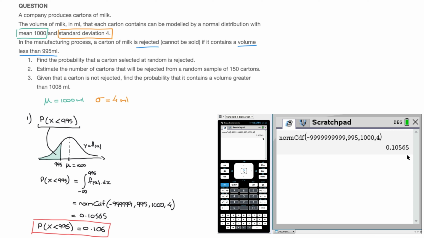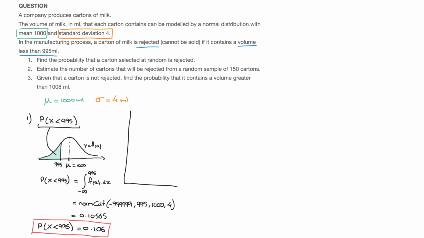Okay, I now move on to question 2, and I'll just draw a little separation line here. There we go. So question 2. Now for question 2, we're told to estimate the number of cartons that will be rejected from a random sample of 150 cartons. Well, for this, we're going to use the expected value formula. And I'll remind you of the formula in the upper right-hand corner, and I'll start by writing the formula, and then I'll explain a little further. The formula we need here is E equals N times P.